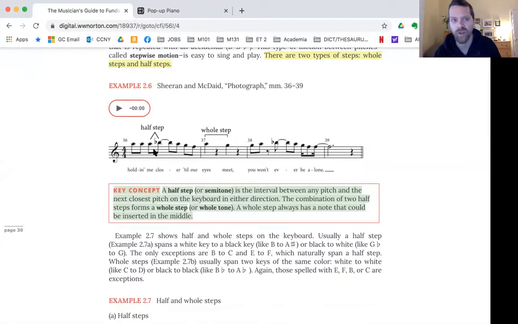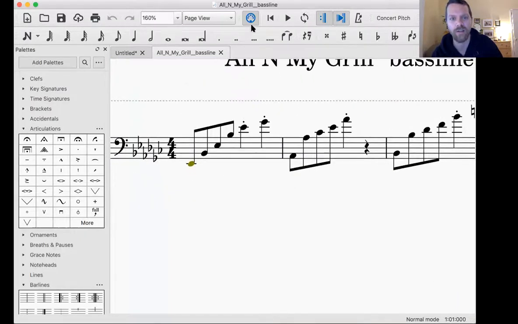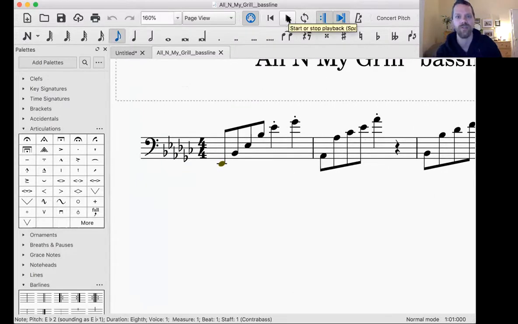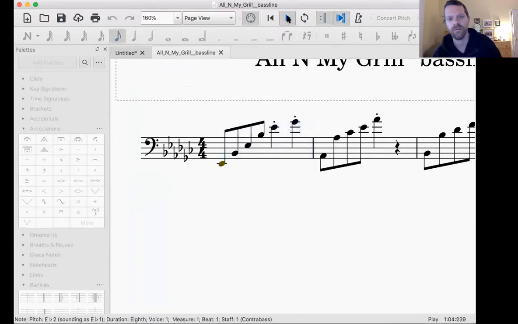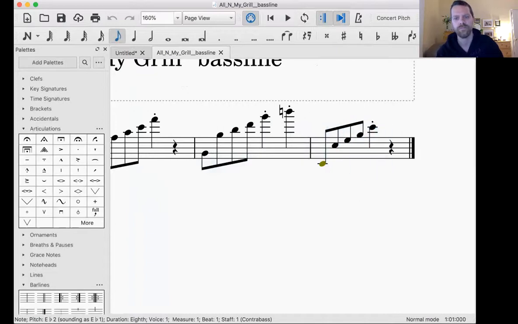Not all music works that way, of course. Take a look here. I just wrote up the Missy Elliott tune, All on My Grill. See it here. So notice how these intervals are really wide, and you hear the difference between the Ed Sheeran we just heard and this. And you'll get the hang of hearing the difference between a lot of intervals.